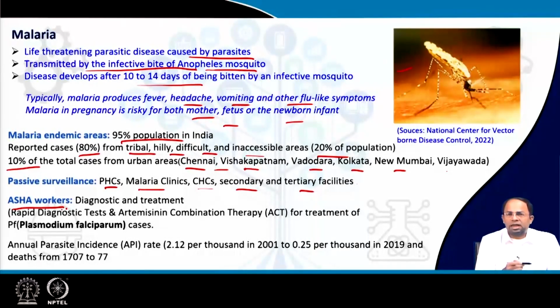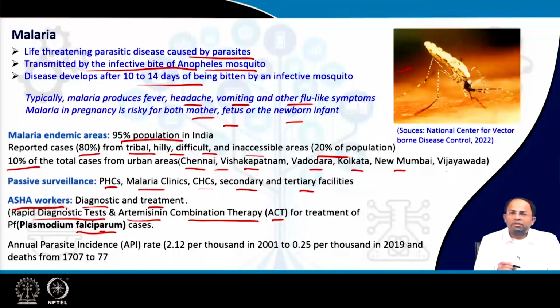The ASHA workers in primary health centers are enabled to do both diagnosis as well as treatment. That means to diagnose if this person has malaria or not, as well as to treat it. Diagnosis is done via rapid diagnostic test, and treatment is done via artemisinin combination therapy, ACT, which is used for treatment of PF cases, or Plasmodium falciparum cases. So this diagnosis and treatment is done at the community level itself by ASHA workers. There is no need to even go to the primary healthcare centers, right?